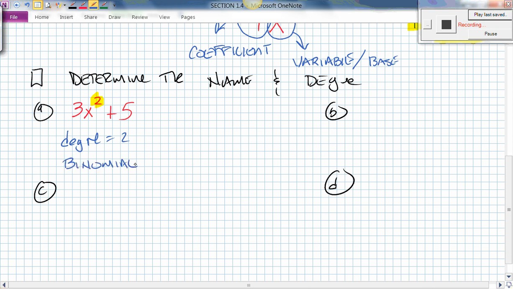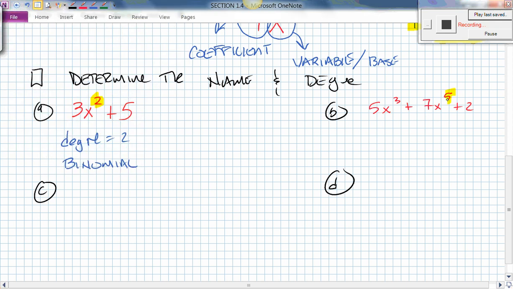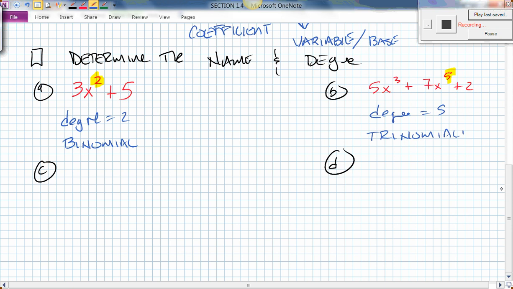All right. Here's the next one for you. How about 5x to the third plus 7x to the fifth plus 2. What would the degree be on this? The degree is 5. It's the highest one, right? And so the degree is equal to 5. And is it a monomial, a binomial, or a trinomial? It's a trinomial, because there are 3 parts to it. Okay, here's C. Tell me what you think this one is. 3x to the third plus 4x to the fifth plus 6x plus 7.